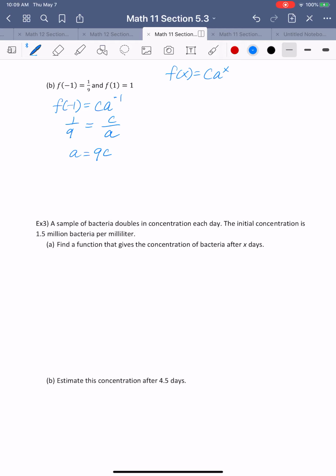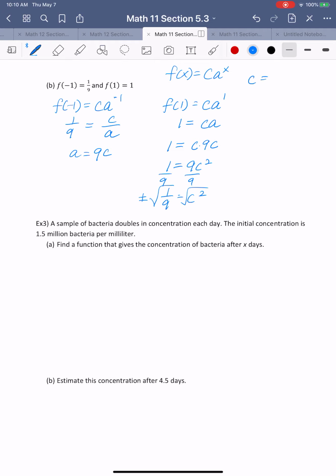For the second one, f of 1 equal to 1. So f of 1, c times a to the first power, which is equal to 1, and then c times a. Okay, now I can substitute for a as 9c. So 1 equal to c times 9c, which is 1 equal to 9c squared, and divide by 9 both sides. 1/9 equal to c squared.